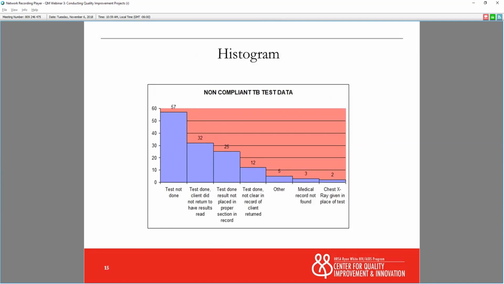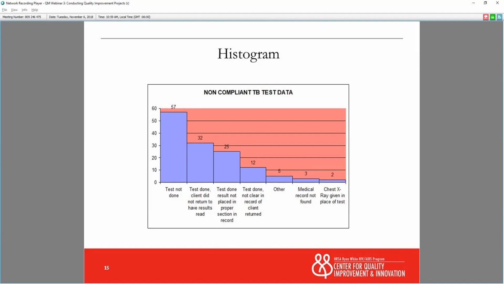But if you look at it, the test's not done at all because it wasn't documented. There were 57 people that had undocumented tests. There were 32 people that had their tests done, but the client didn't return to have the results read. There were 25 people that had their test done, but the result wasn't placed in the proper section in the record. And then you can see from the rest of the graph how that shakes out. So that's a typical histogram.